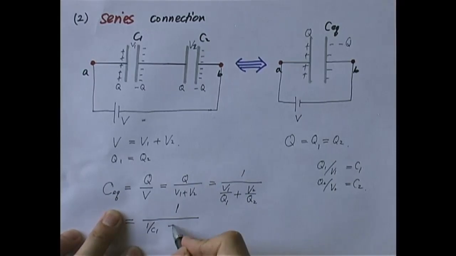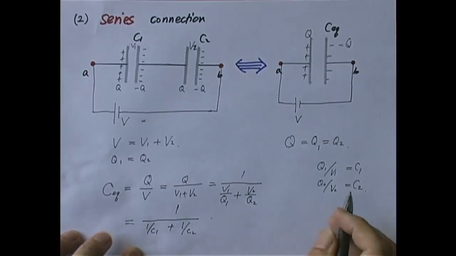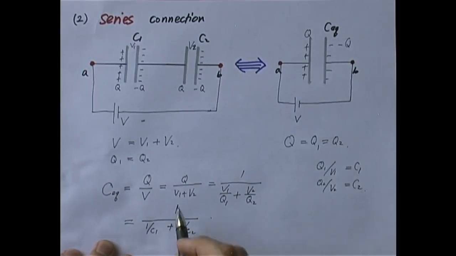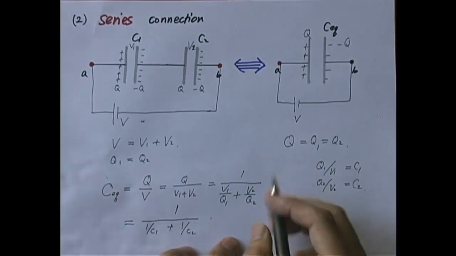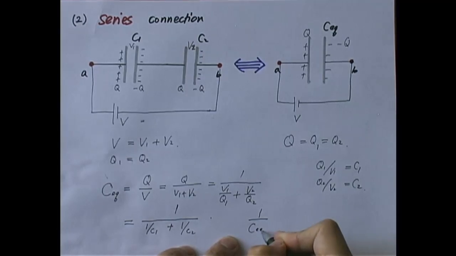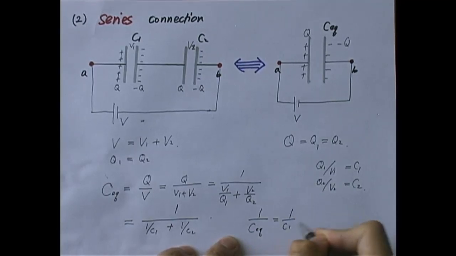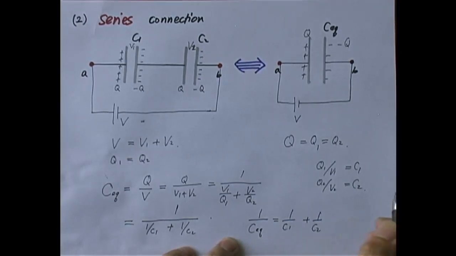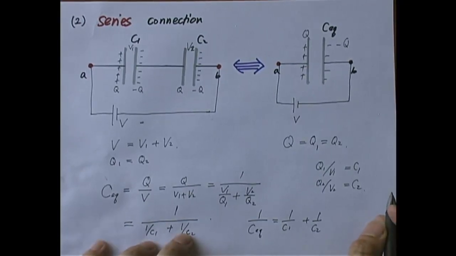And the next one is just what? 1 over C2. Now this looks a little awkward, so I'm going to flip the numerator and denominator, doing the same thing for both sides. Then I have 1 over C equivalent equals 1 over C1 plus 1 over C2. Now this looks kind of funny. It's not C equivalent equals C1 plus C2. Rather, you add the reciprocals up. You add the reciprocals of all the capacitances in series, and you will get the reciprocal of the equivalent C.